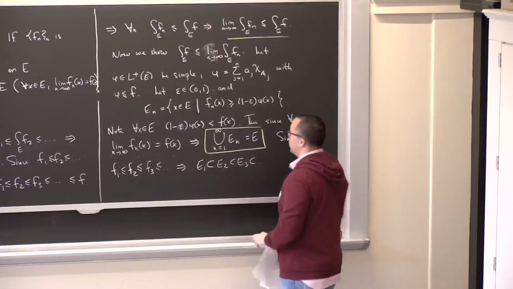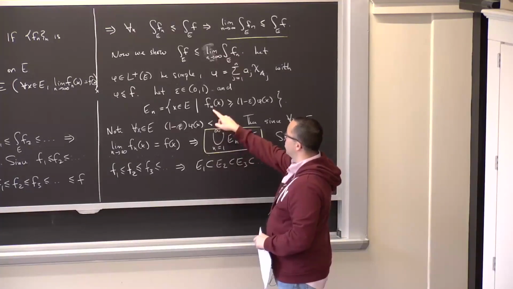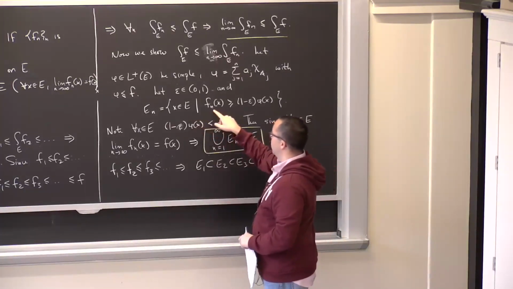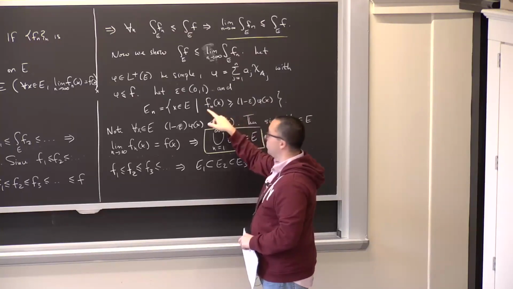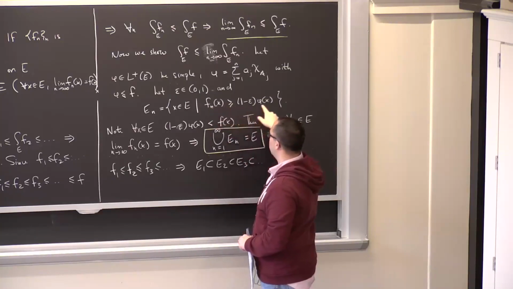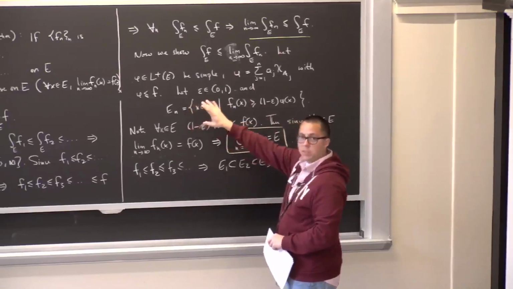and so on, right? If I have some n so that x is in this set, so Fn of x is bigger than or equal to 1 minus epsilon phi of x, then f of n plus 1 of x is bigger than or equal to Fn of x, which is bigger than or equal to 1 minus epsilon phi of x. And therefore, that x is in En plus 1. Okay?